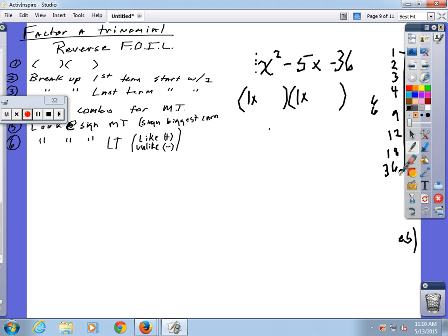What will 1 and 36 give us if I combine them? 37 and 35, right? Is that 37 or 35? Nope. What will 2 and 18 give us if we combine them? 20 and what? That ain't going to help us. 6 and 6 will give us 0 or 12. That ain't going to help us. 3 and 12 will give us a 15 and a 9? That ain't going to help us. 9 and 4 will give us a 13 or what?